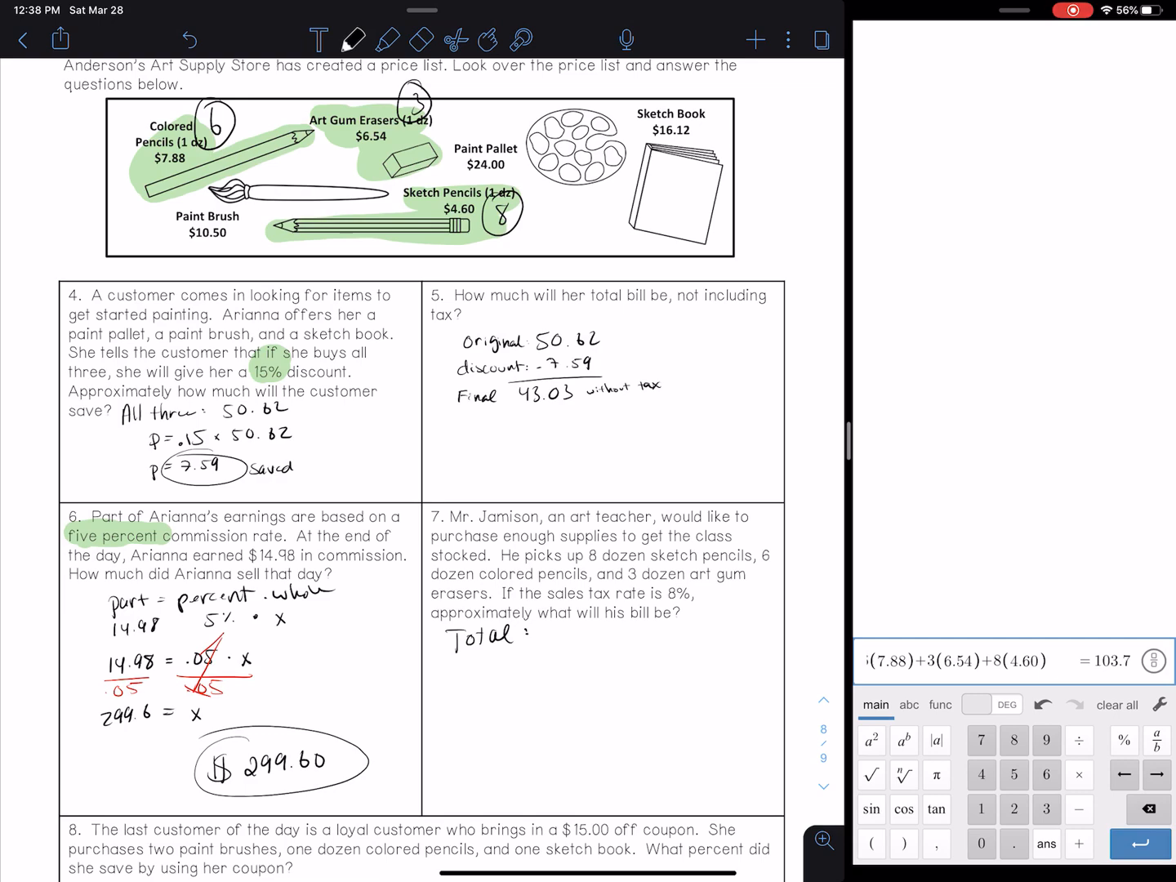So let me show that again, because this is what he bought in total. He bought 6 boxes of colored pencils. He bought 3 boxes of the art gum erasers. And then he bought 8 boxes of the sketch pencils. So in total, he's going to spend $103.70. That's how much he's paying in total.